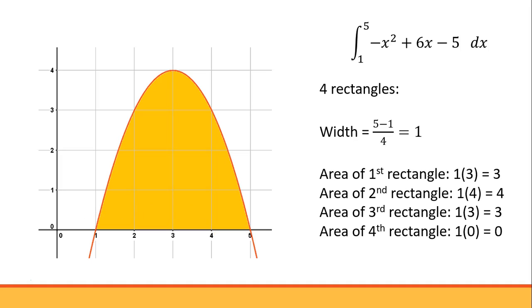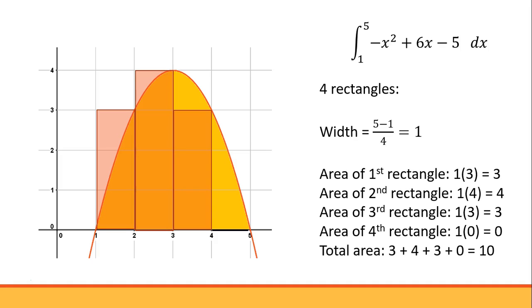Now what we want is the total area. And the total area is the area of these 4 rectangles. Remember, there is a 4th rectangle that has a height of 0. The area of those 4 rectangles added together is 10. So what we've done is approximated the area under the curve by using these rectangles to make a guess about how much area is there.